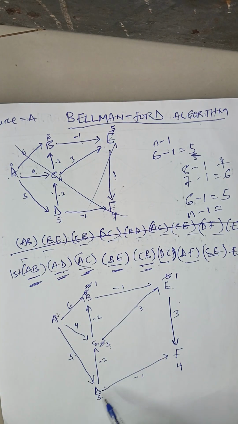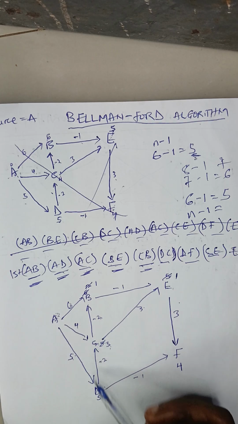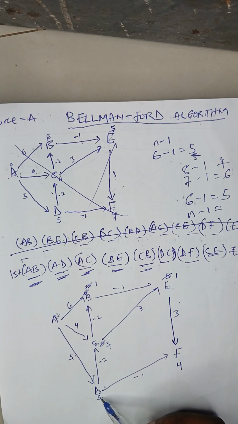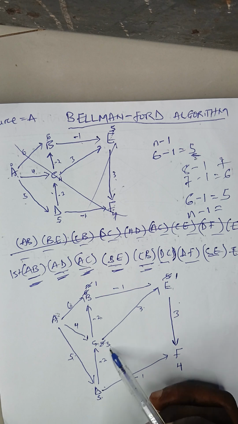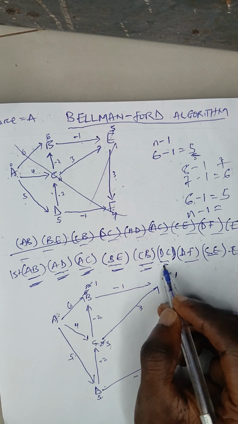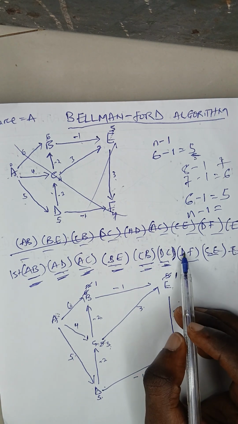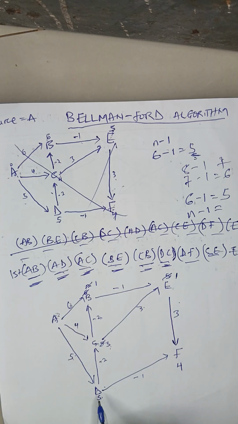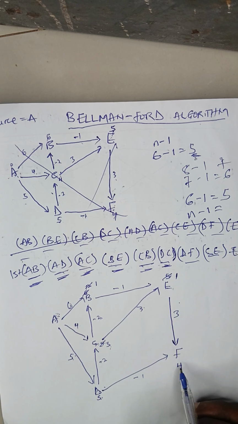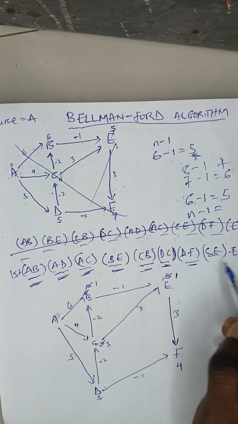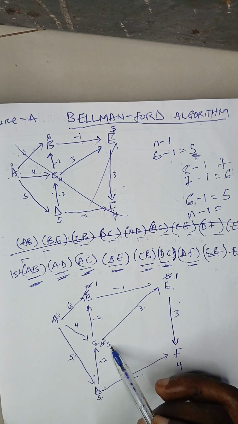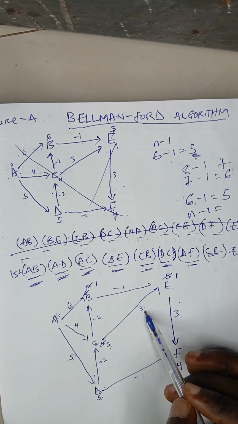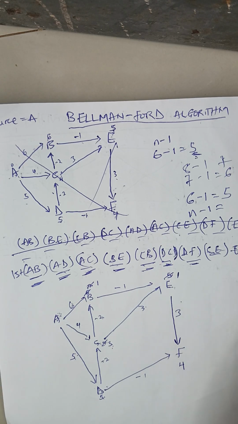DC. D is currently 5. 5 minus 2 will give us 3. 3 is there, so you will leave it. DF. 5 minus 1 will give us 4. We leave it. CE. C is currently 3. 3 plus 3 is 6. Here is 1. You leave it.